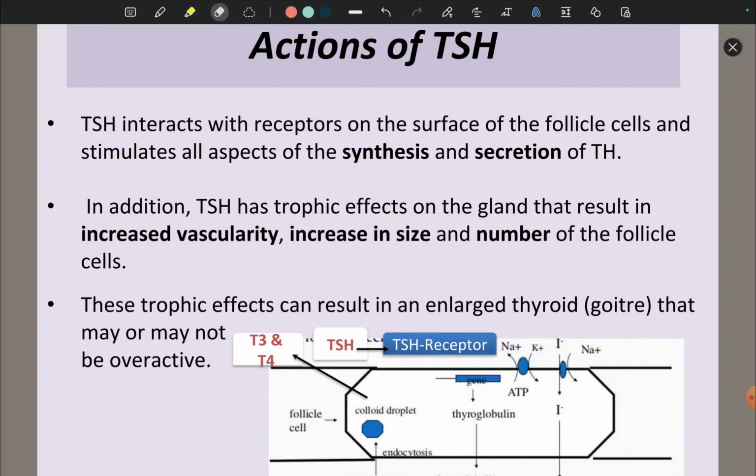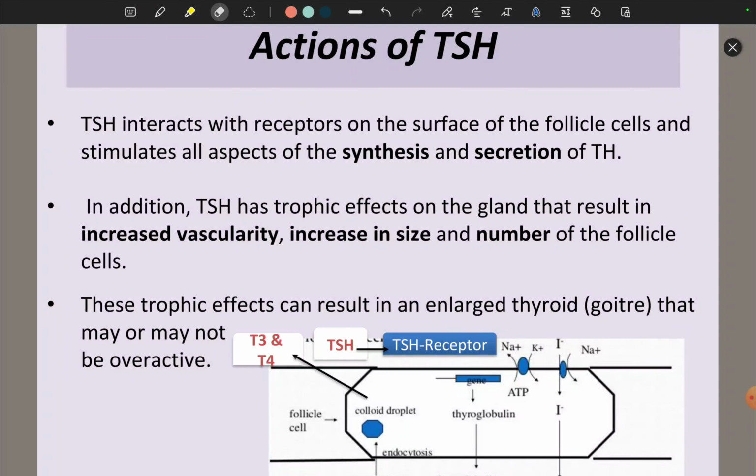So it increases or stimulates the pump that we have for iodine trapping. Iodine trapping means the gland takes iodine from the blood into the cell. It will stimulate this pump, the iodine transporter along with sodium. It stimulates the Na-K ATPase. This is an enzyme, or a pump, that is very important in most cells of the body. It will stimulate this pump.